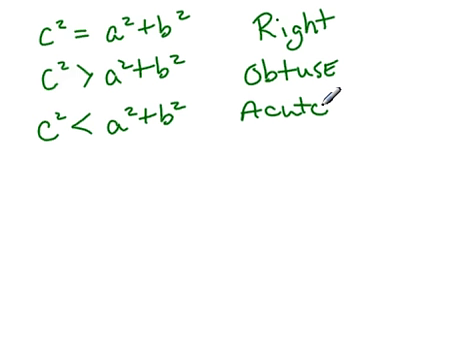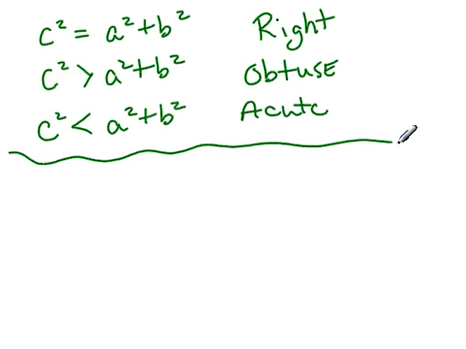So now some of the problems are not going to just be, hey, do you have a right triangle, yes or no? It may be, what type of triangle is this? Right, obtuse, or acute? So let's take that, and let's say we have the following three lengths. We have 3, 4, and 6. 3, 4, and 6 are our lengths.